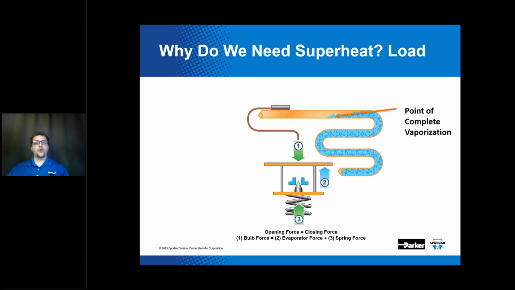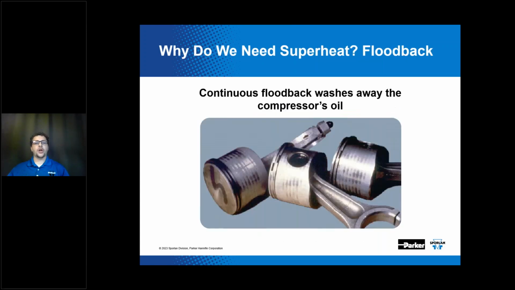Underfeeding the evaporator would result in you underutilizing the effective surface of the evaporator and getting less cooling capacity out of your system than the system was designed for. So that's point number one.